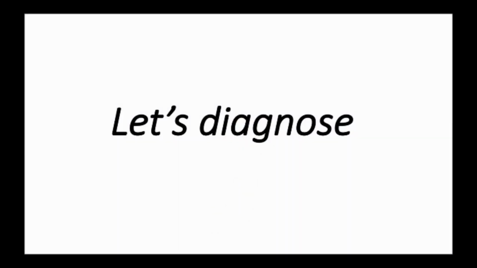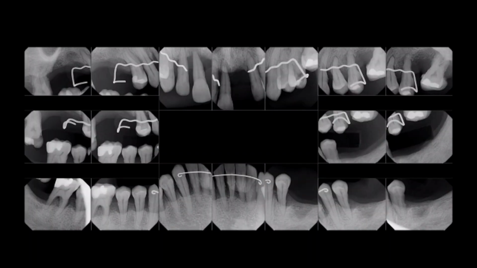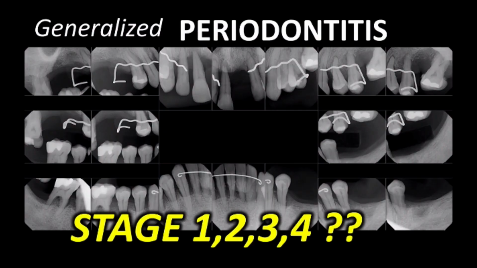So let's diagnose a case. Okay, let's get right to it. We see severe bone loss on most of this patient's teeth. By the way, does everybody see this is periodontitis? We're clear on that. Okay, so it's periodontitis. And it's a generalized condition. But what staging is it? 1, 2, 3, or 4?